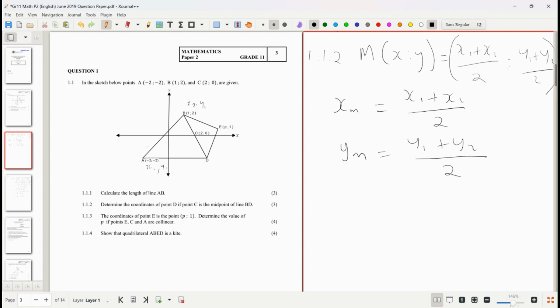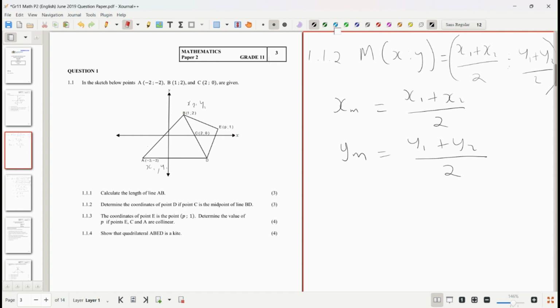So this is the same as this equation. We're saying that x1 plus x2 divided by 2 is the x coordinate of what? Of the midpoint, right? So this xm will equal this, and the y coordinate of the midpoint will equal this here. So you need to understand how to derive this equation from here, right?